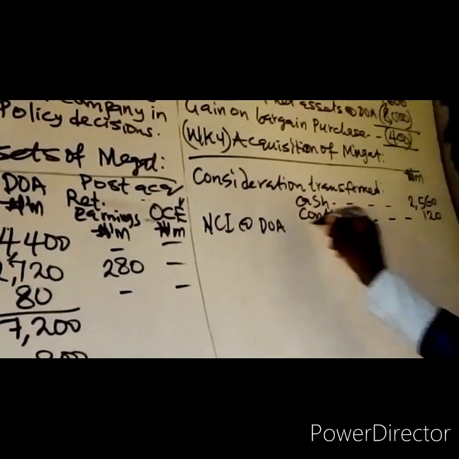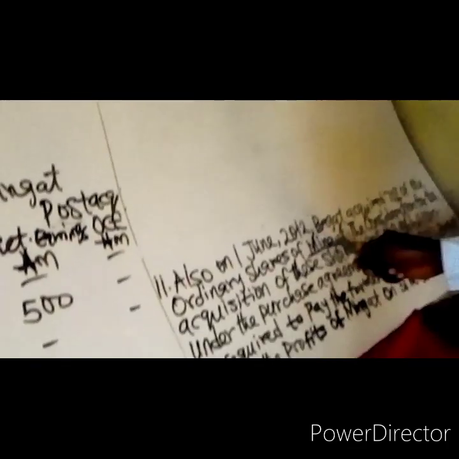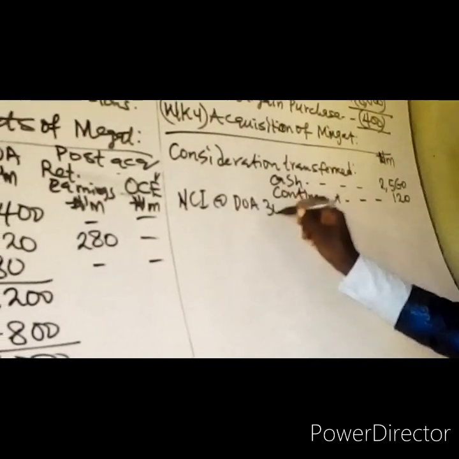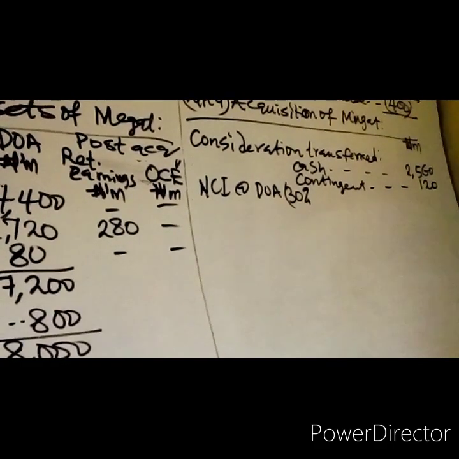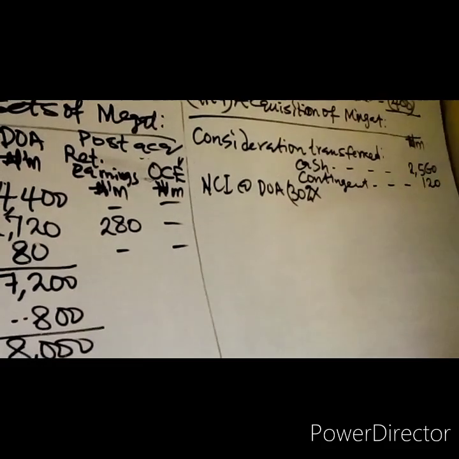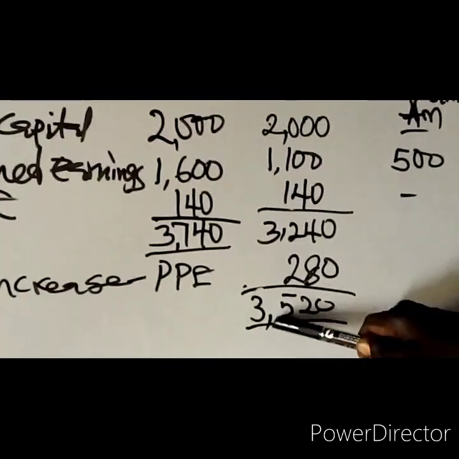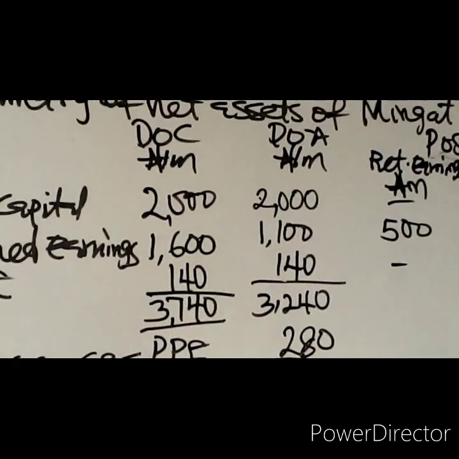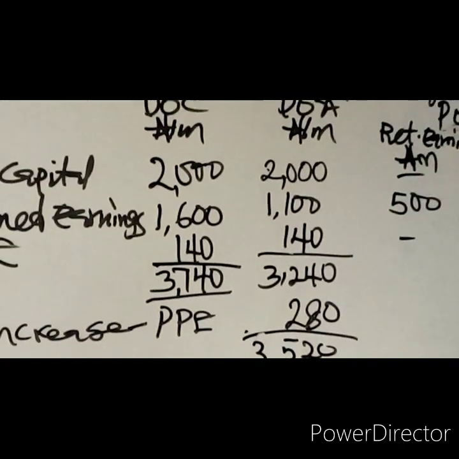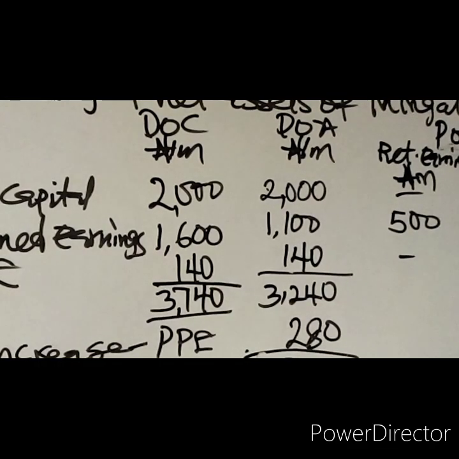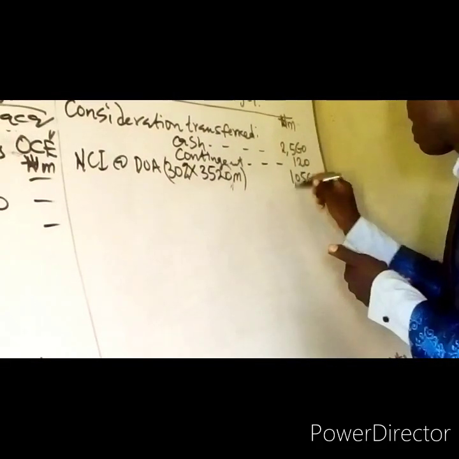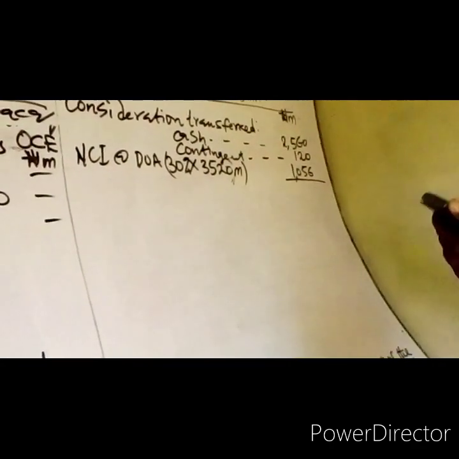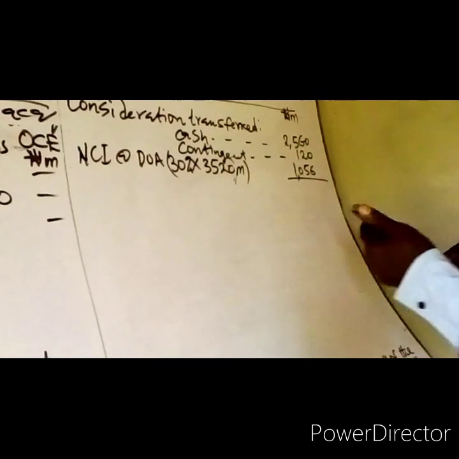NCI at the date of acquisition. What Bagat acquired in Megat is 70%. That means NCI will own 30%. I've told you that you don't need the fair value of NCI since the policy has expressly been stated to be proportionate share of identifiable net assets. So we have 30% of the net assets of Megat at the date of acquisition, which is 3,520. You calculate 30% of that, and that gives us 1,056.